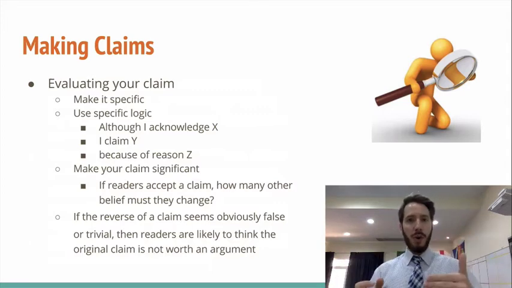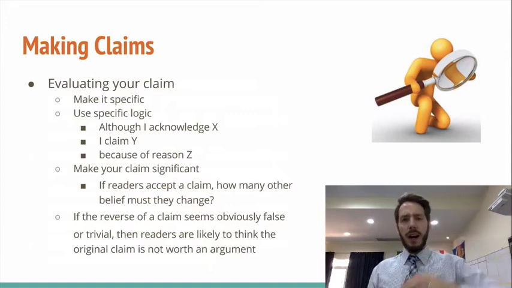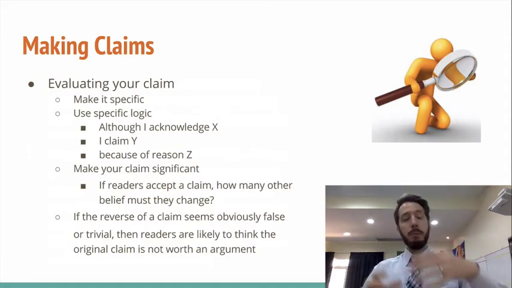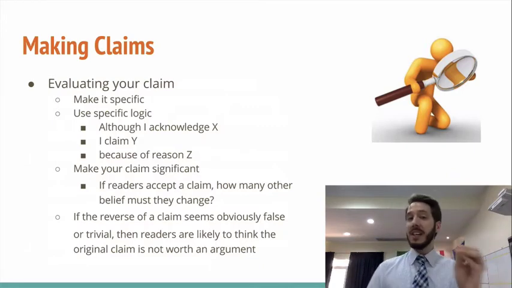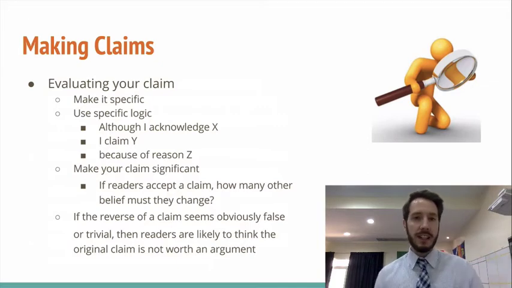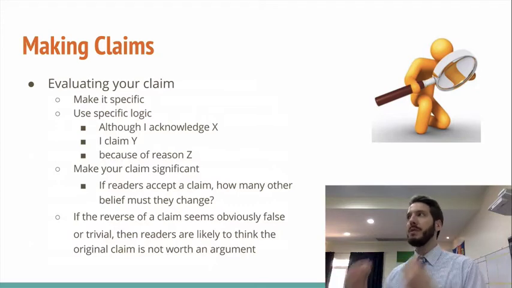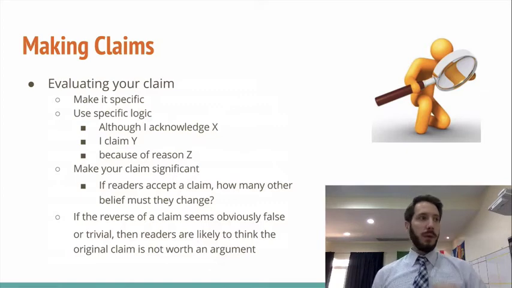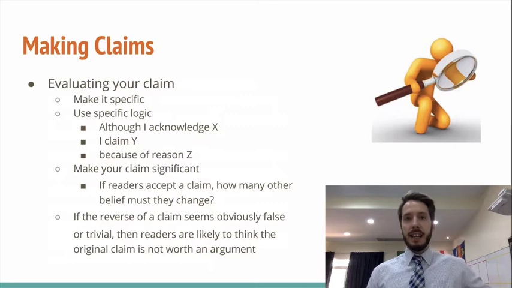Well, you have to make sure that it's evaluated, that it's significant. And one easy way to do that, and I've got a couple of suggestions on these slides. You don't have to use that kind of specific logic. But one thing I want to emphasize is the bottom, where it says if the reverse of a claim seems obviously false or trivial, which is pointless, then readers are likely to think the original claim is not worth an argument. And the reason why is you have to argue something where it's debatable, where there can be multiple perspectives about it. And if the reverse of your claim doesn't make any sense, it's not worth arguing.